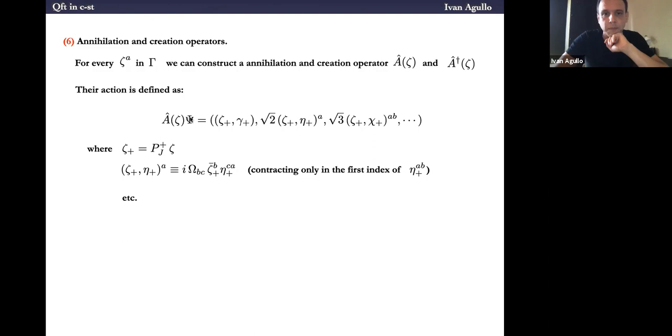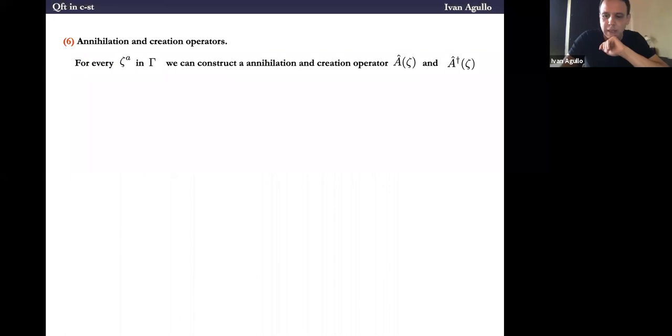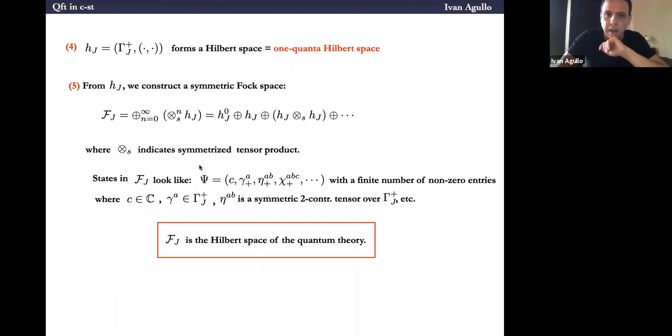So the action of the creation and annihilation operators on an element of the Fock space is the following. Let me go back and I will show you best. Remember, this is the form of a general vector in the Fock space. Z is the part coming from the vacuum. Gamma is the one quanta state. Eta is the two quanta state. Chi, the three quanta state. So the annihilation operator kills the part coming from the vacuum. Gamma it brings to the vacuum. How? By taking the symplectic product of zeta and gamma, I make it a number. The second brings to the first one by taking the product with zeta.